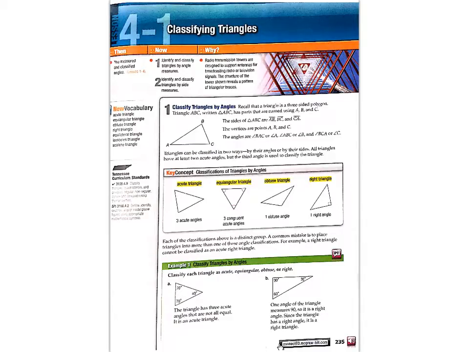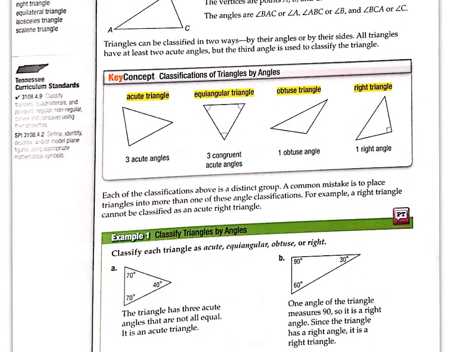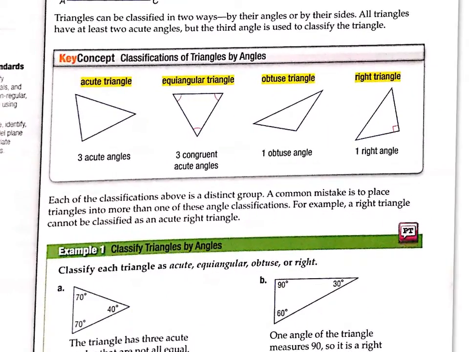Okay, in this lesson we're going to classify different types of triangles. There are a couple of things you want to note here. First, one way to classify triangles is by their angles. Here are the four different types we have. An acute triangle means all the angles inside the triangle are acute.